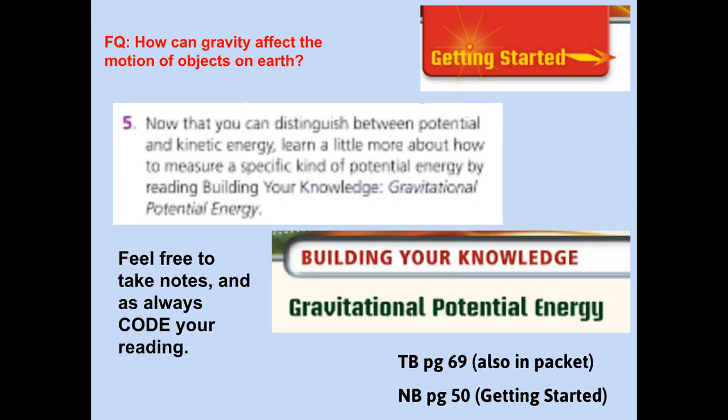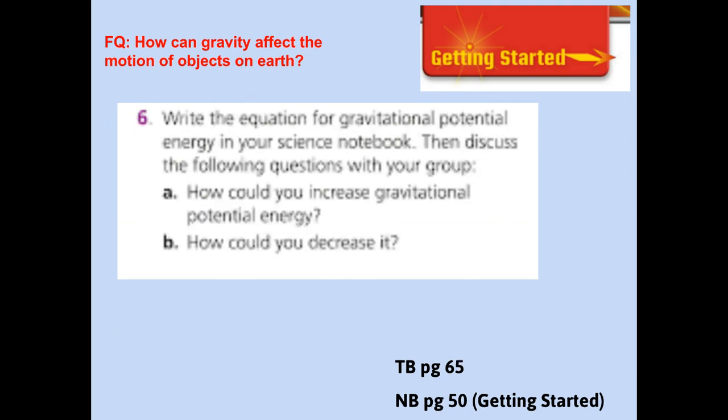And then for number 5, now that you understand what potential and kinetic energy are, it's time to learn about how it's measured by reading your building your knowledge, gravitational potential energy. And here again is your chance to take notes in your notebook. You can use those on quizzes and always code your reading. That's why you have a packet. So that would be in your textbook, page 69, and also in your packet. Any notes you took would go on page 50. And remember, you can use your notebook on quizzes.